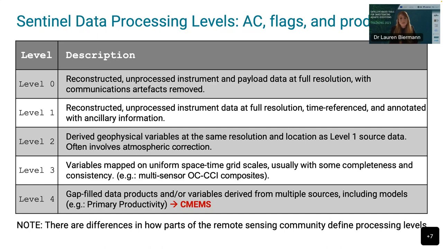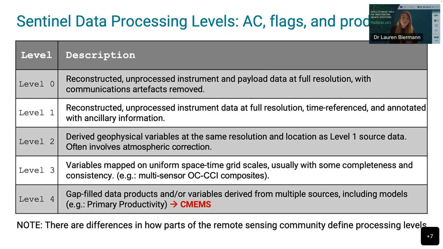At level three, we're talking about data that has been merged in some way. So for example, the OC-CCI, which TJ and I'm sure Shubha will talk about during their talks, is the Ocean Color Climate Change Initiative composites, which merges data in order to get the longest possible timescale. So the sensors I've spoken about from NASA and from ESA are part of these Climate Change Initiative Ocean Color composites, in order to get the longest possible time series. And you'll hear more about that later.